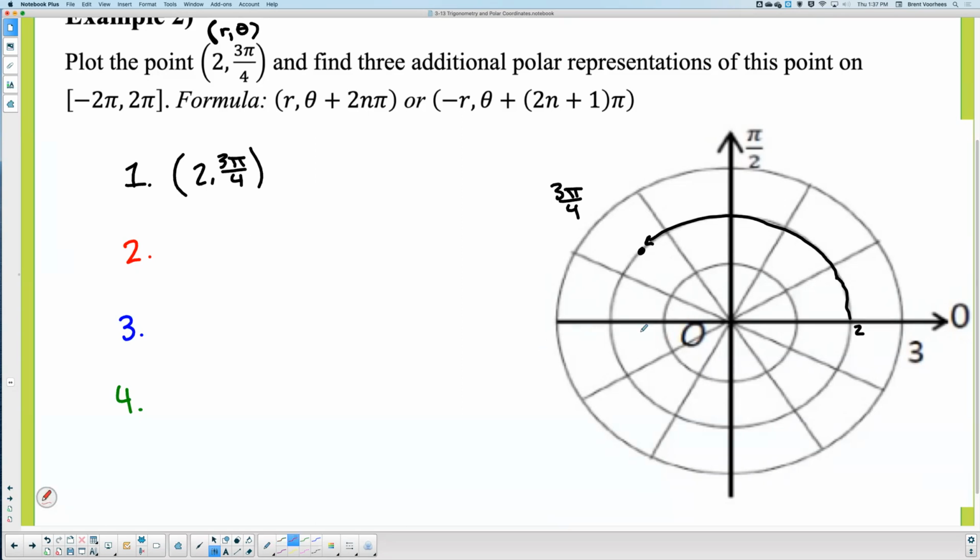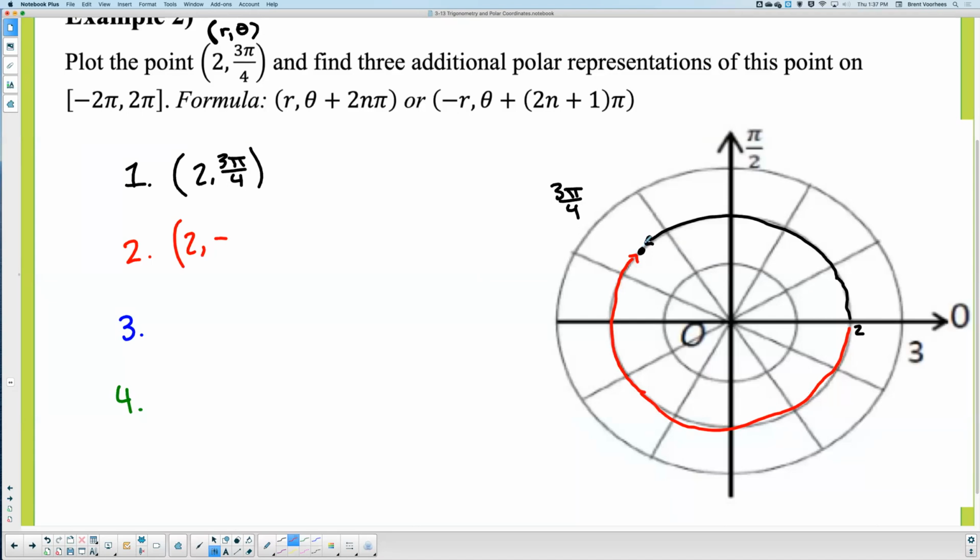What I could do is go around the circle this way, all the way to that point over here. Now, if I went in that path, I'm still on the second circle, so that's still a positive 2. But you know what's different this time? I went a negative distance. Now, how many radians did I travel? Well, I did travel a negative amount.